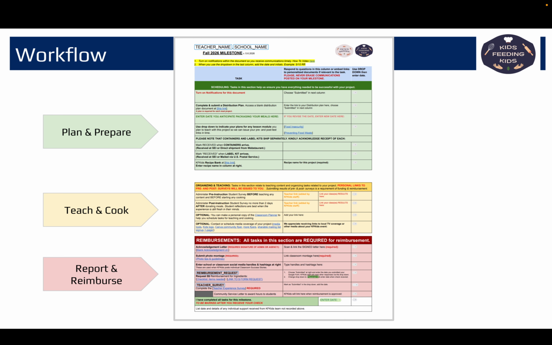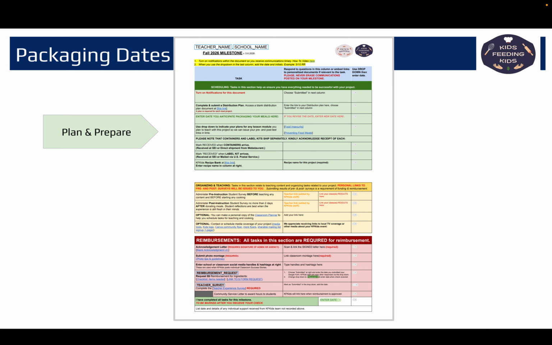The milestone is also organized into 3 color-coded workflow sections representing action items from start to finish. The green section focuses on scheduling and preparation tasks. These are the items that help ensure your classroom has everything needed before your cooking event takes place.